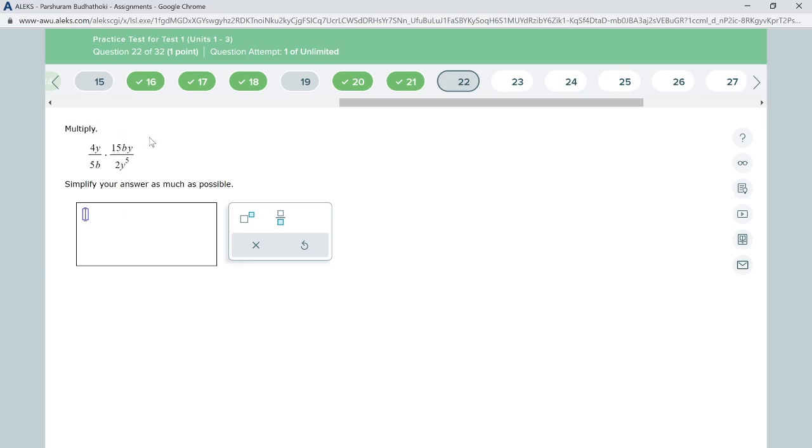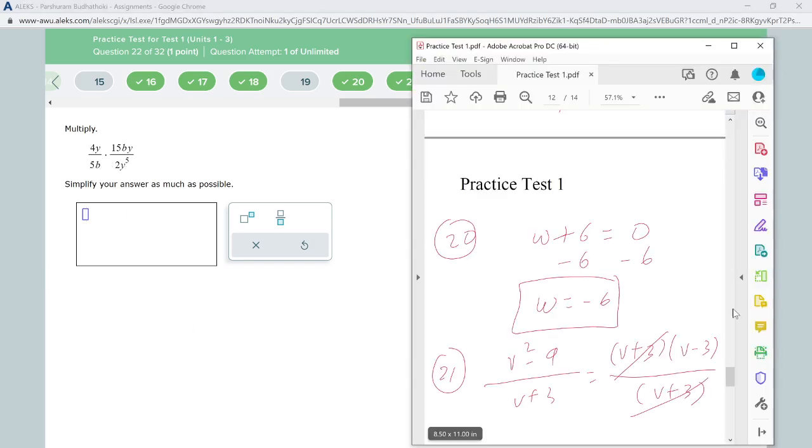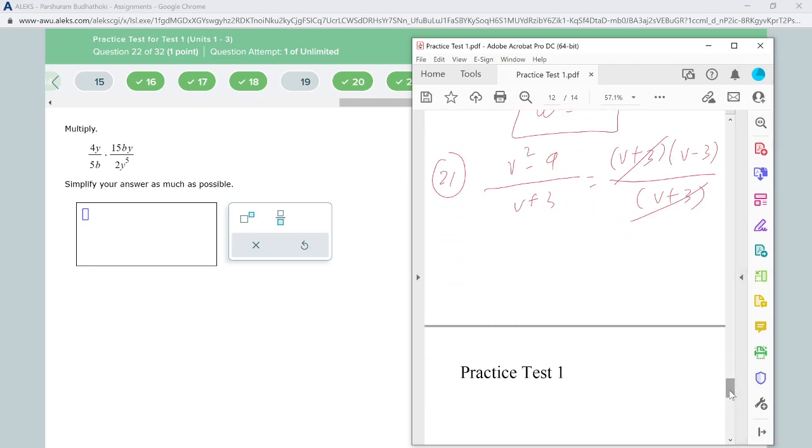Okay, to multiply means you just have to simplify. If you see any common factor on the top and bottom, you can cancel them. In this case, you can see that there is a b on the top, b on the bottom, you can cancel them. There is a 2y on the top, and there is a 5y on the bottom. You can cancel one y from each. And there is a 5 on the bottom, there is a 15. So 15 can be divided by 5, which is 3. So you just have to cancel the common factors.